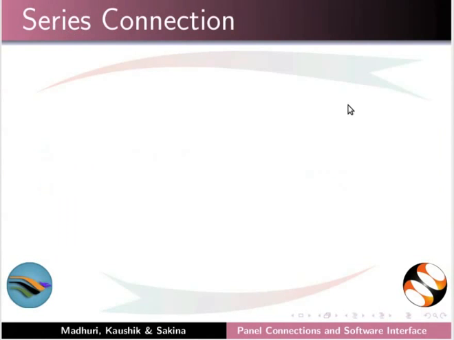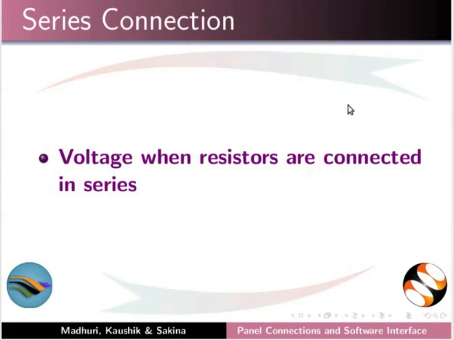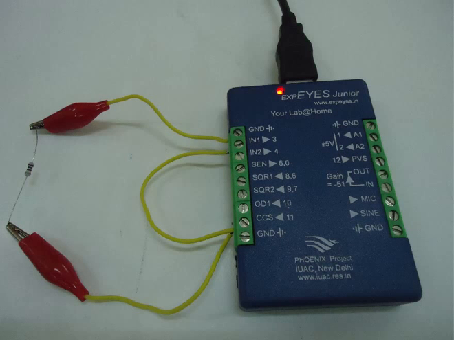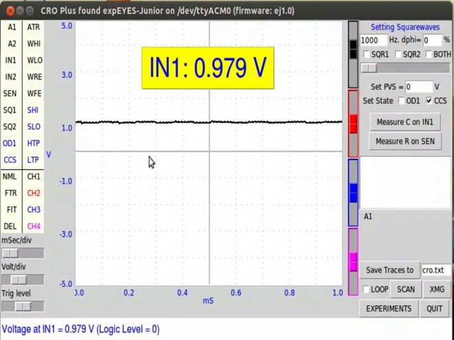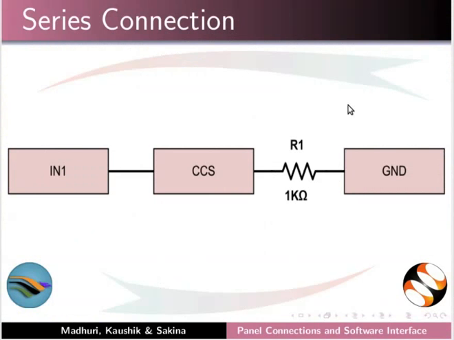Let us perform an experiment to check the effective resistance in series combination. In this experiment, we will show the voltage when resistors are connected in series. IN1 is connected to CCS. CCS is connected to ground through a resistor. On the plot window, select the CCS checkbox. Click on IN1 to show the voltage. This is the circuit diagram for the connection.